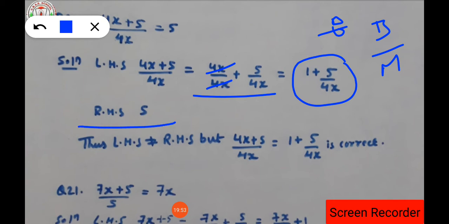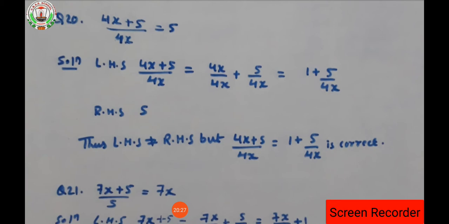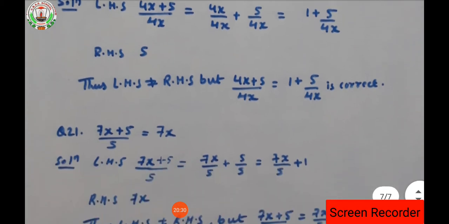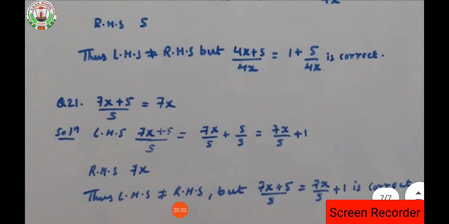Thus RHS is equals to 5 which cannot be proceeded, that means it will not solve further. Thus looking at the LHS and RHS of the question, we can say that LHS is not equals to RHS, but the correct mathematical statement will be 4x plus 5 upon 4x is equals to 1 plus 5 upon 4x. Whereas the error is 5 in this question, which is present in the RHS part. Okay, now the 21st question, the last question of this exercise.